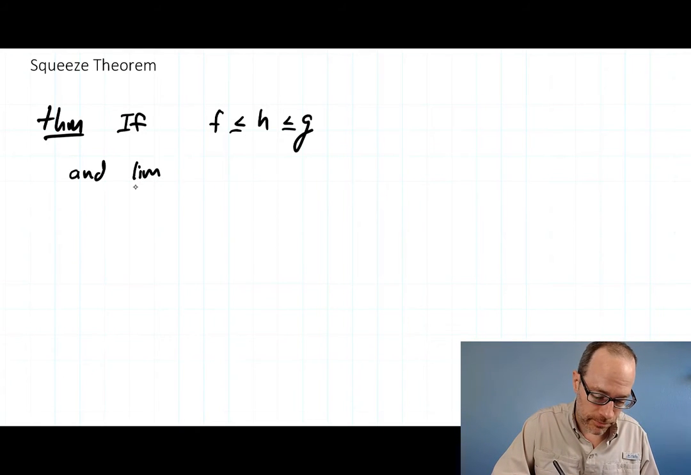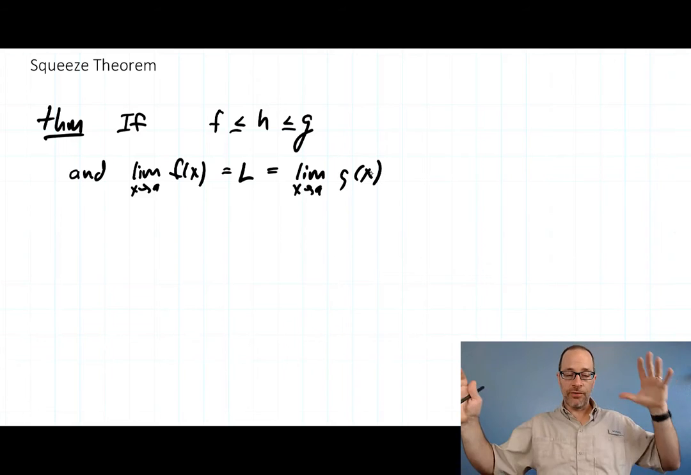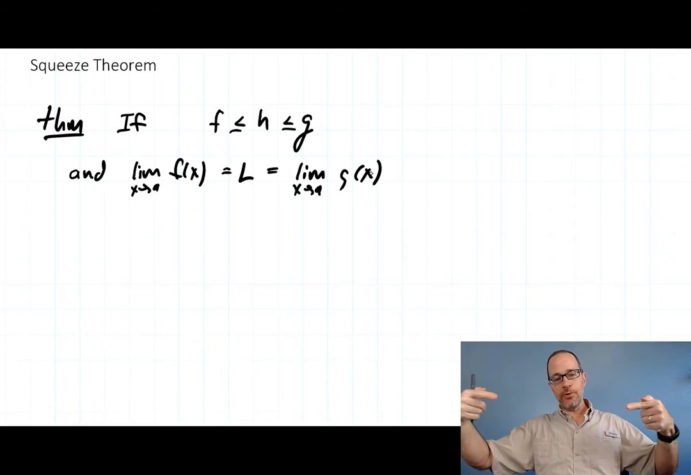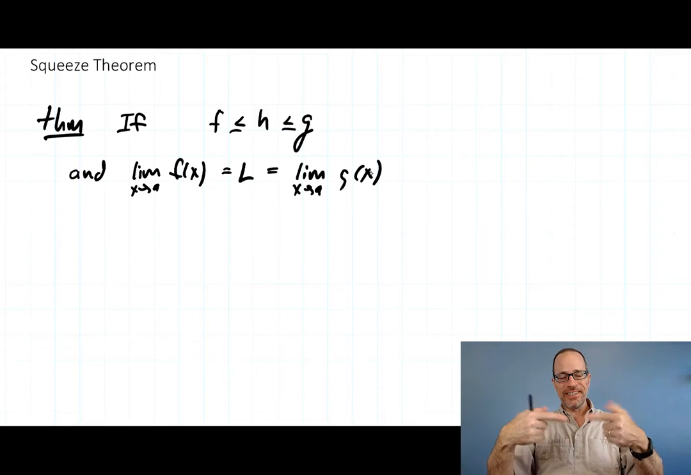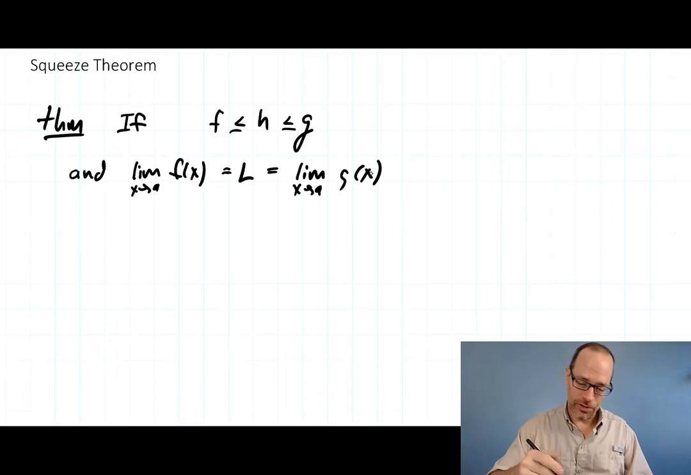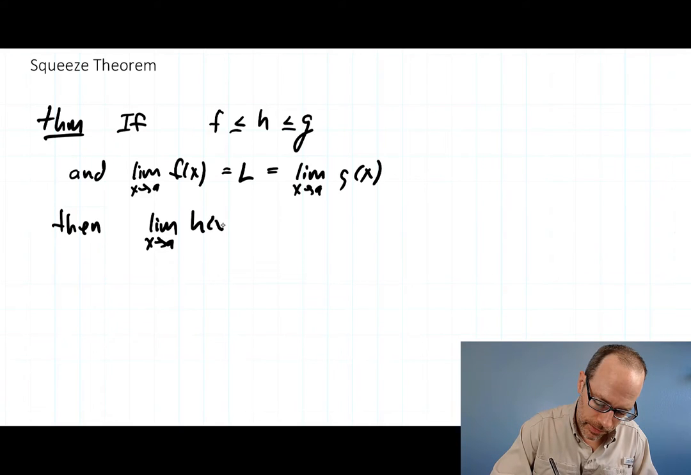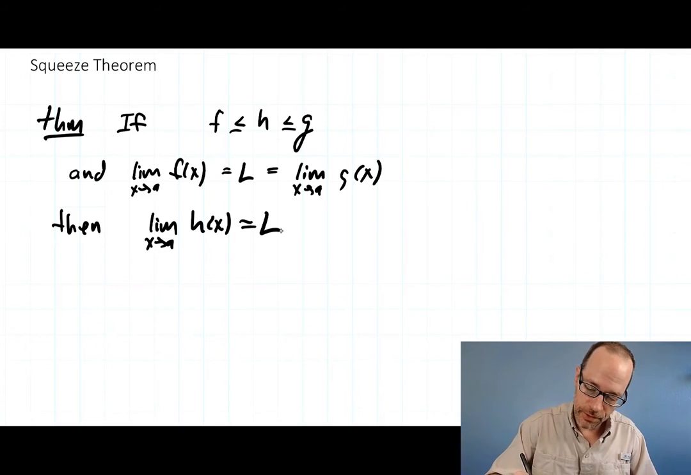So the limit as x goes to a of f of x is L, and that's the same as the limit as x goes to a of g of x. Okay, so you have a little function and a big function, and they're both zeroing in on L. Then, of course, the result is that h, since it's trapped in between these, also converges to L. So this is called the squeeze theorem.